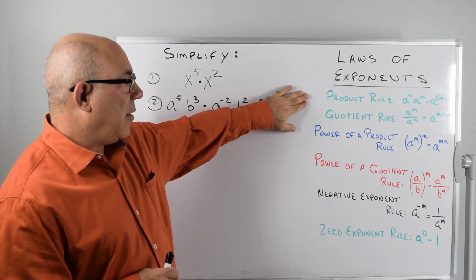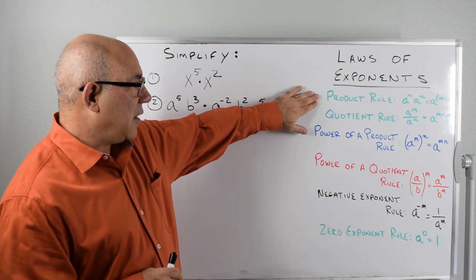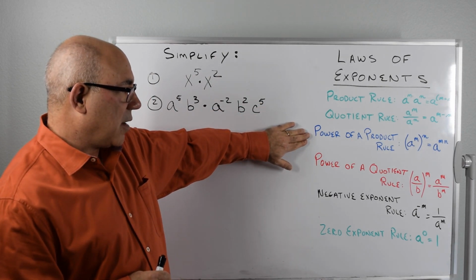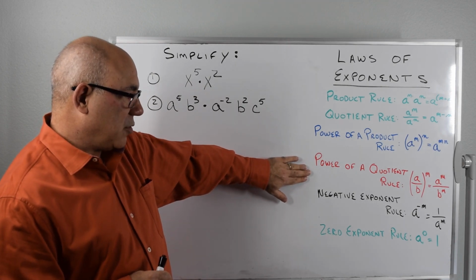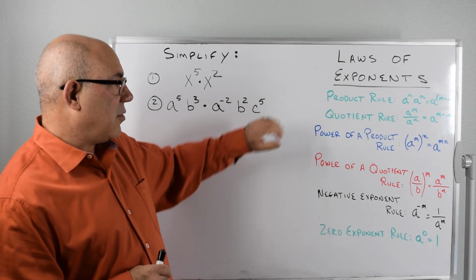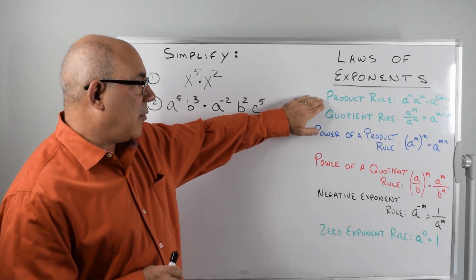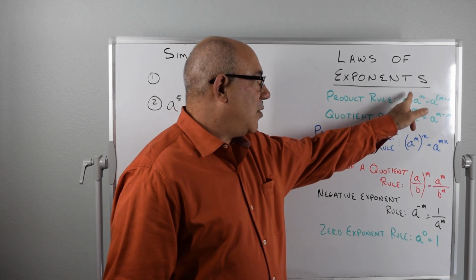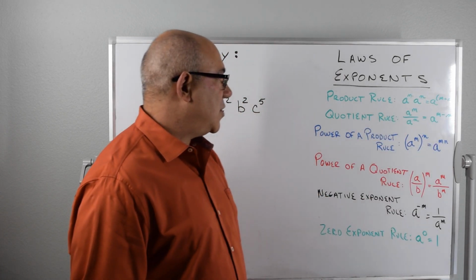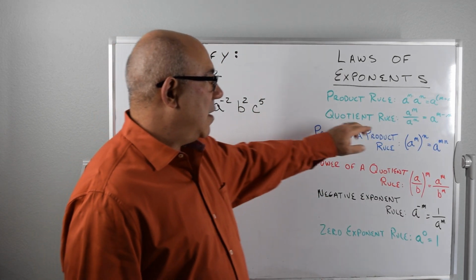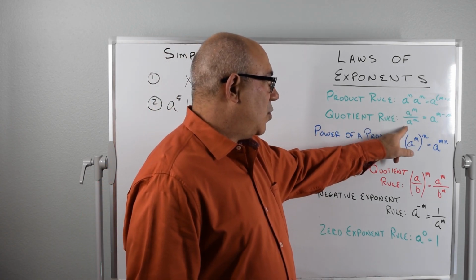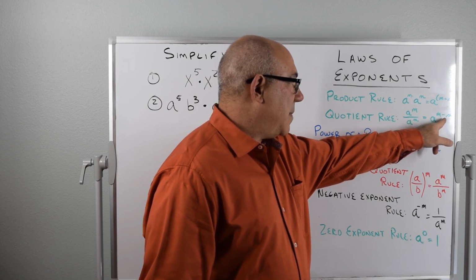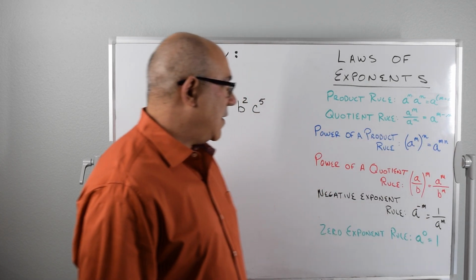Now, what we're going to do is first study the product rule and the quotient rule. Then we're going to study the power of a product rule, then the power of a quotient rule, and then we have these two, which we'll cover later. So, with the product rule, when you multiply two exponents with the same base, you add the exponents for the final solution. With the quotient rule, when you divide two exponents with the same base, you subtract the exponents and then keep the same base.